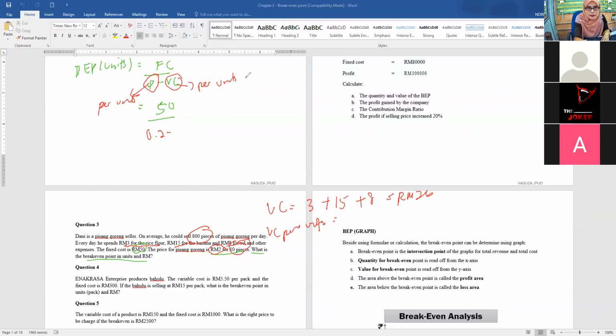Pada formula, variable cost adalah variable cost per unit. So that you have to find out variable cost per unit. 26 ni adalah variable cost untuk 800 pieces. So, berapa variable cost per unit? 26 bagi 800. 0.0325. Okay, 0.0325. So, okay, berapa jawapan dia?